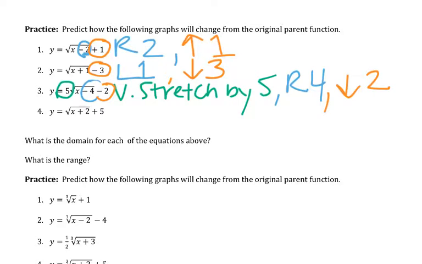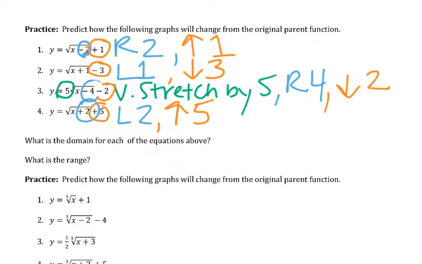Okay, again, pause, try number 4, check back in. In number 4, we have a plus 2. Remember, the default is minus an h value, so our h value here is negative 2, which moves us left 2. The plus 5 on the outside moves us up 5.